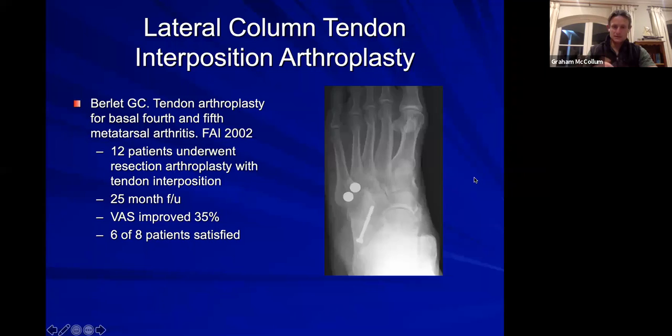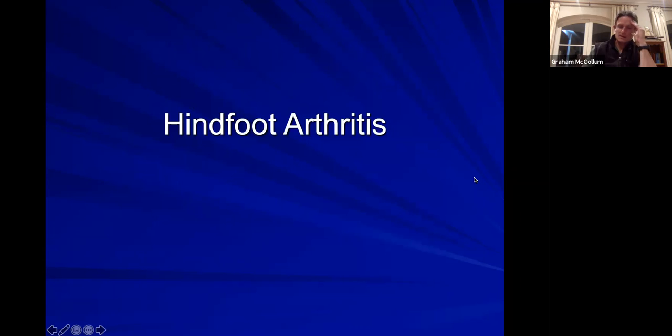It's not my X-ray. But one thing you can do is do an interposition of the metatarsal cuboid joint. So you flap some fascia into the joint just after excising the joint. But otherwise, try not to do an arthrodesis of the metatarsal cuboid joint. I'm not entirely happy here.